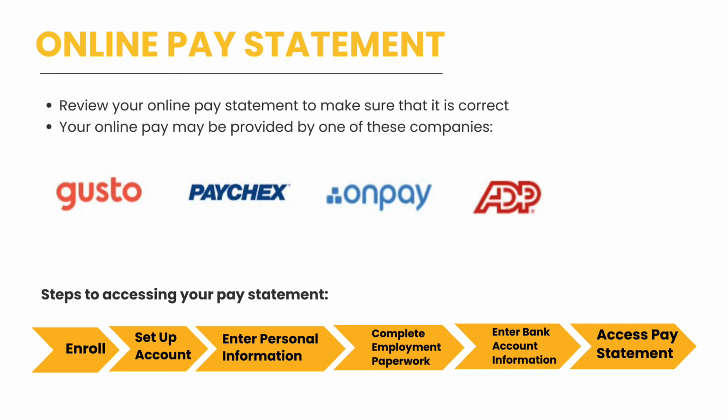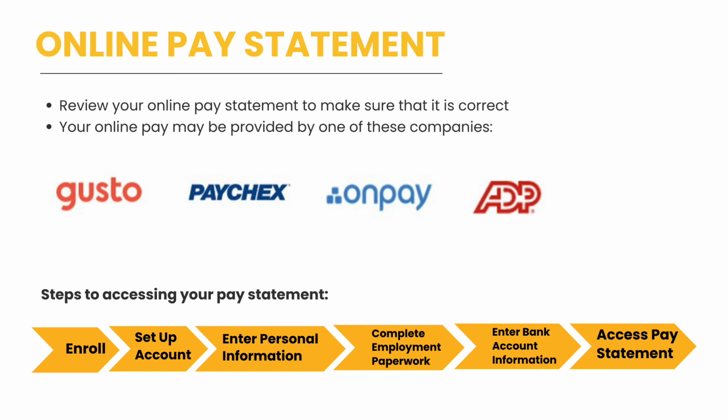Each of these companies are a bit different in how their websites look. But overall, the steps will be the same. First, you'll be asked to enroll. Then you'll be asked to set up your account. Next, you'll enter your personal information, followed by some employment paperwork and your bank account information for direct deposit. Then from there, you'll generally be able to access your employment information, including your pay statement.